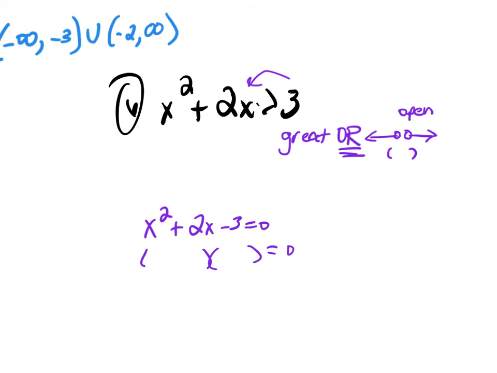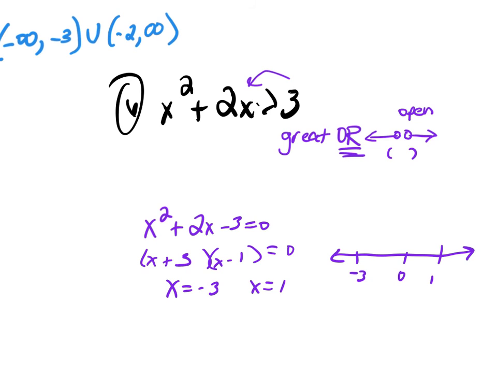So I need factors of negative 3 that multiply to give me negative 3 and add to give me 2, which are plus 3 and minus 1. So I have points at x equals negative 3 and x equals 1. So when I do my graph, I have negative 3, 0, and 1. And we talked at the beginning, I should have open dots at my negative 3 and 1, and I'm going to go in opposite directions.